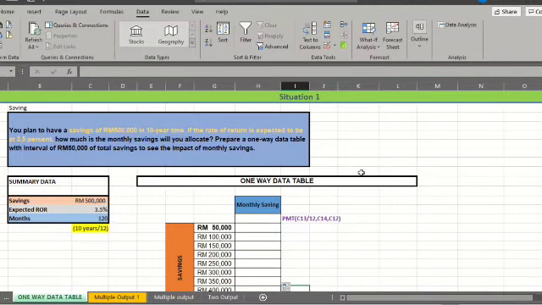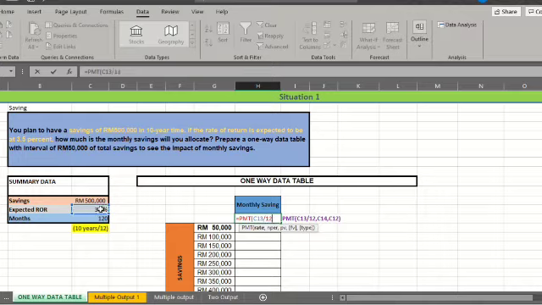Hello, Chapter 8 is Establish Scenario and Sensitivity Analysis. For question 2, Situation 1, One-Way Data Table with one output. The question asks how much monthly saving you allocate when you plan to have savings of 500,000 ringgit in 10 years, when the rate of return is expected to be 3.5%. First, you must find the monthly saving using the PMT formula, and the rate is 3.5% divided by 12 because we want to know the monthly saving, and the number of periods is 120 months for 10 years, and the future value will be 500,000 ringgit for the saving.